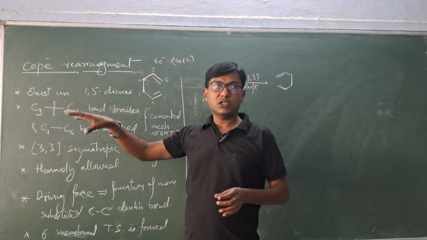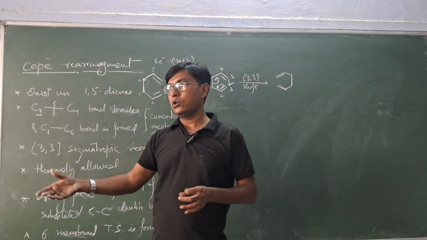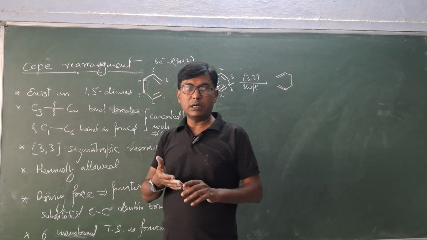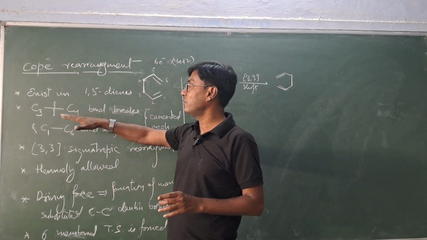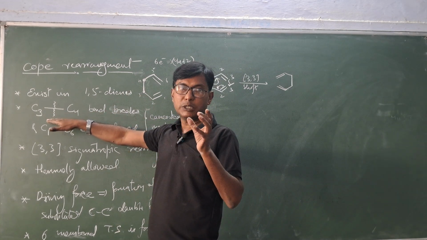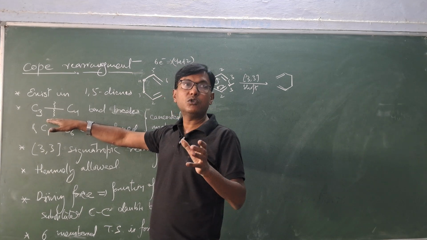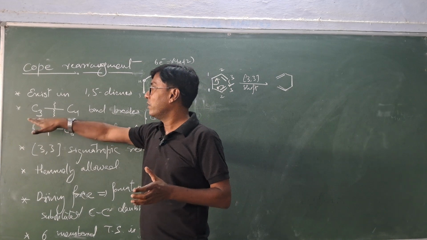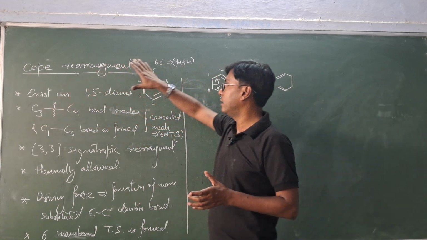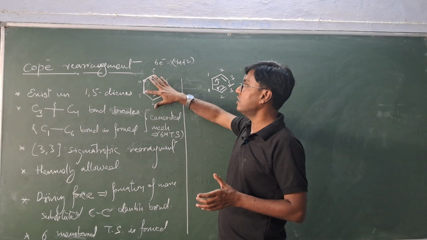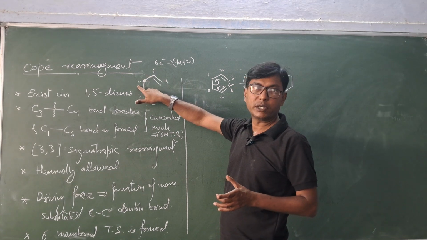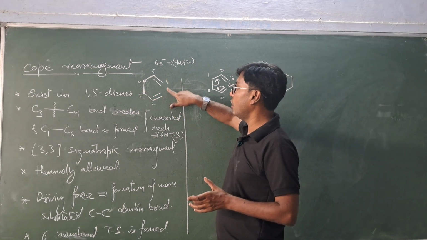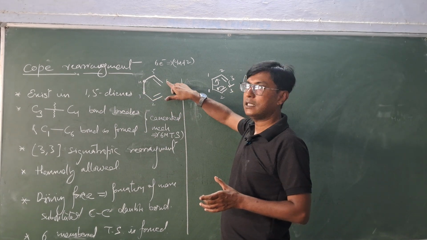So, what are the main features of Cope rearrangement for writing short notes or descriptive answers? In case of this Cope rearrangement, we need to focus on some taglines, some specific lines which we need to give as an explanation in our answer. First thing is the bond between C3 and C4 carbon atoms is going to be broken. The cleavage of this C3 and C4 carbon takes place. The formation of a bond takes place at C1 and C6.